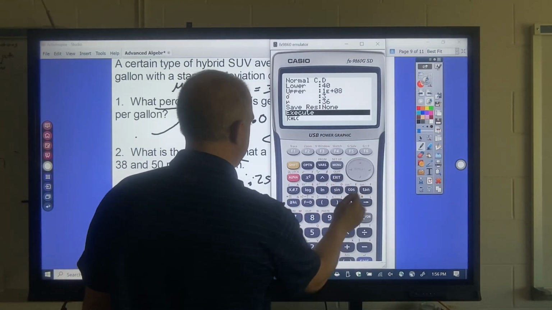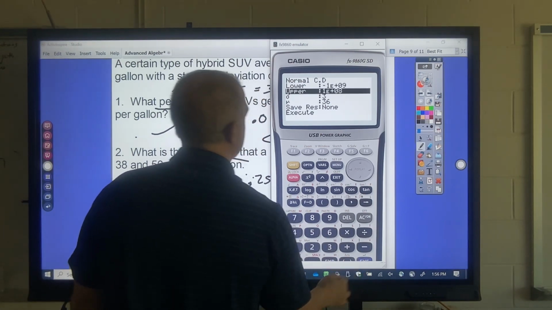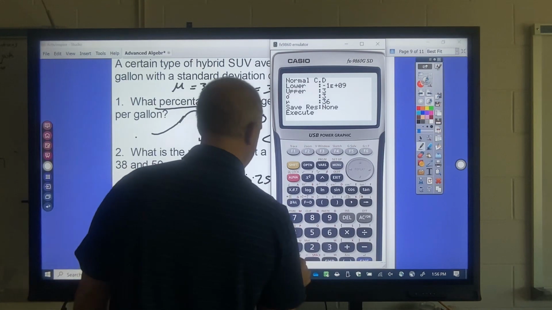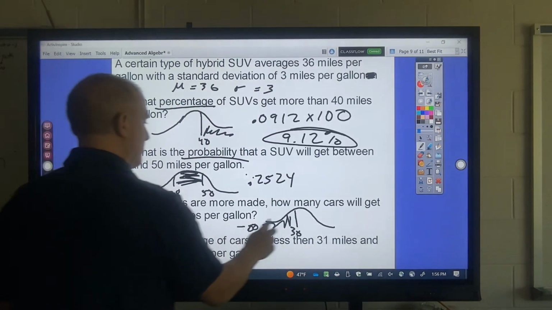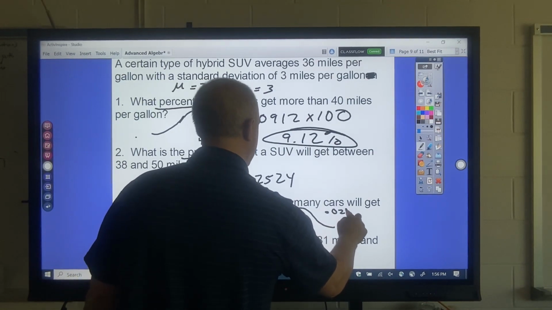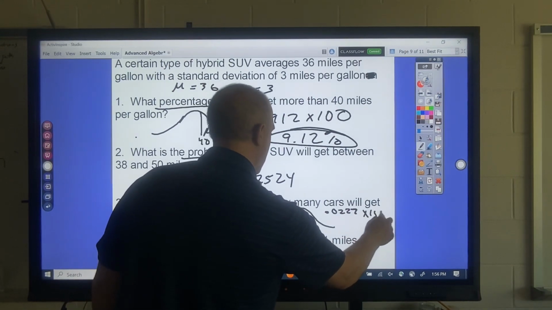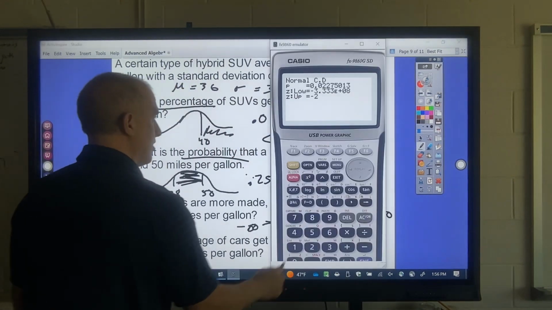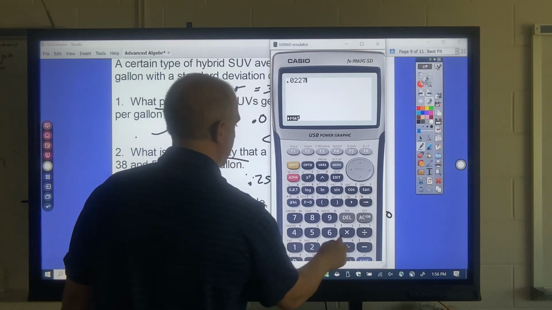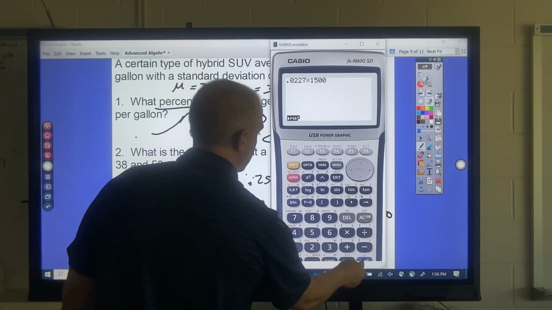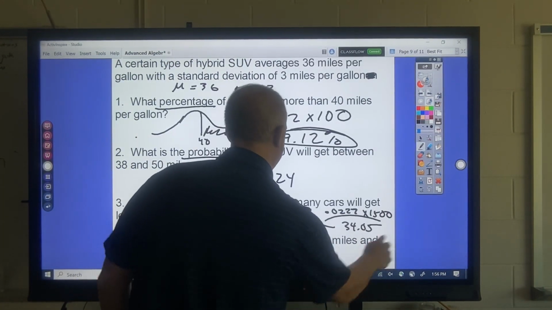So let's go ahead and make that the negative infinity one for the lower. The upper is 30. So I got 0.0227. And since I have 1,500 cars, I want to multiply that by 1,500. That's 34.05 cars, so about that many cars.